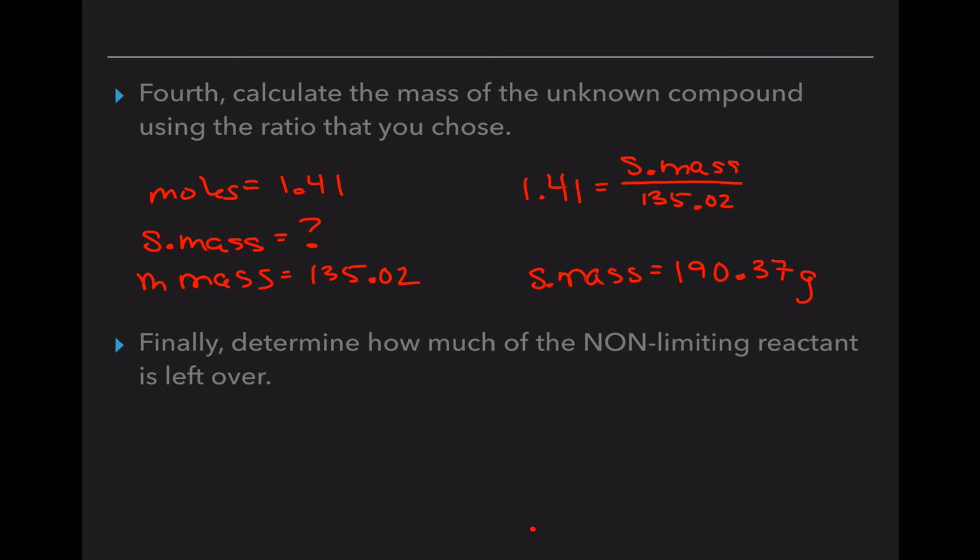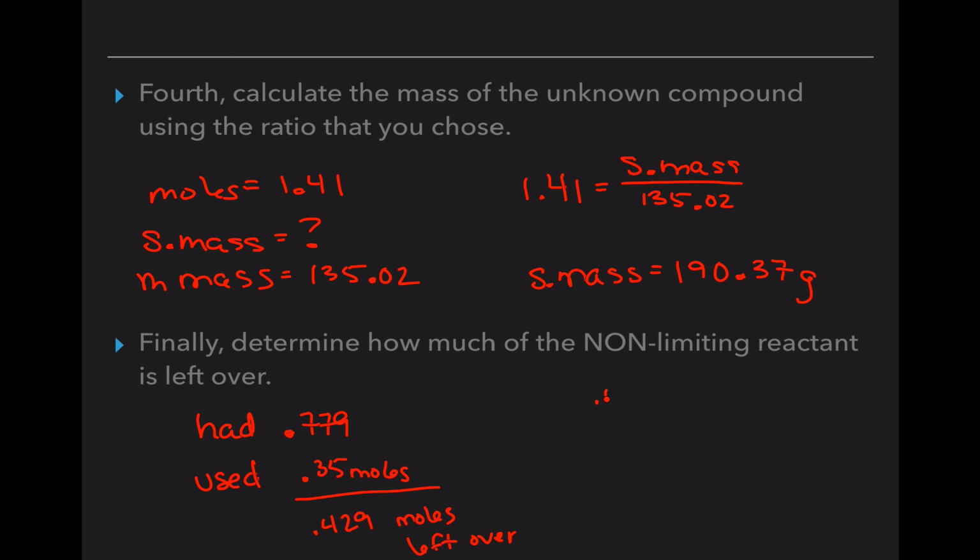Now this last step is just to help us prove that conservation of mass is a thing. Determine how much of the non-limiting reactant is left over. So we knew that we had 0.779 moles of sulfur. According to our new mole ratio, we used 0.35 moles of sulfur. So if we subtract those two numbers, we started with 0.779, we used 0.35, we had 0.429 moles left over.